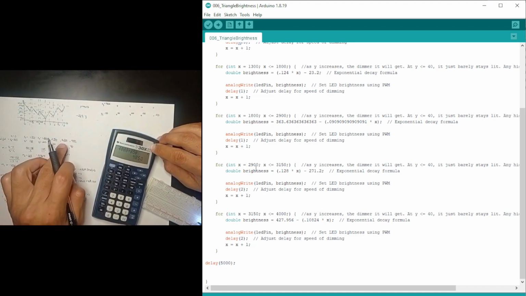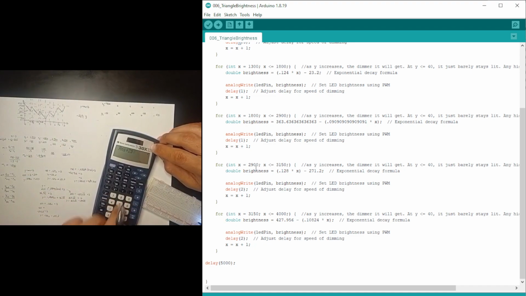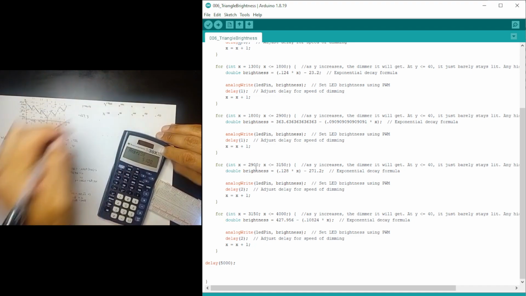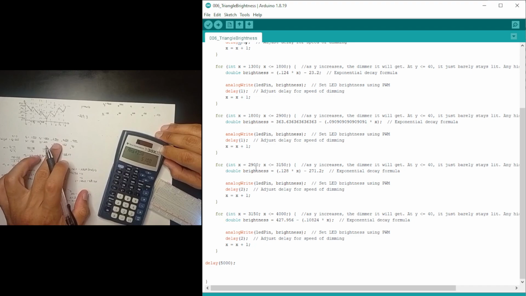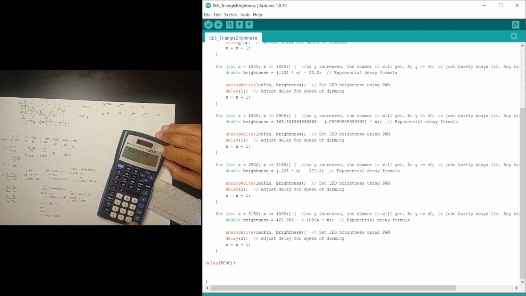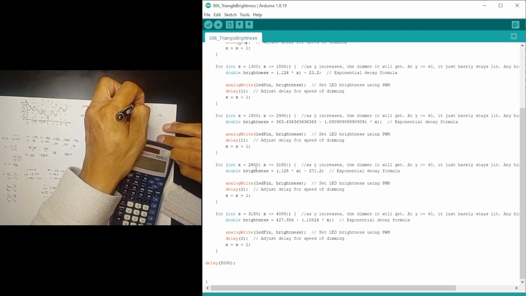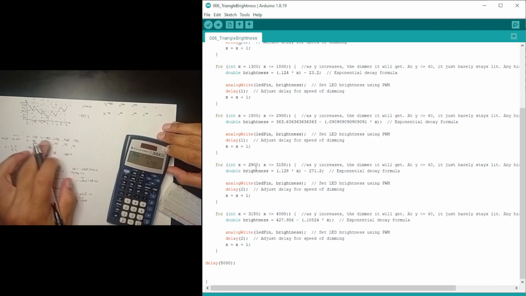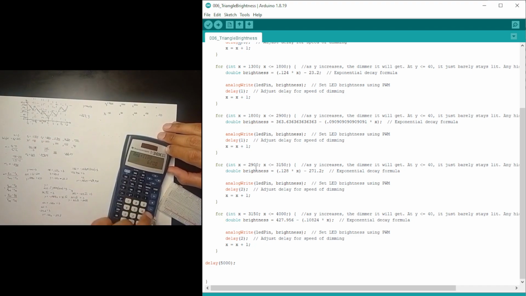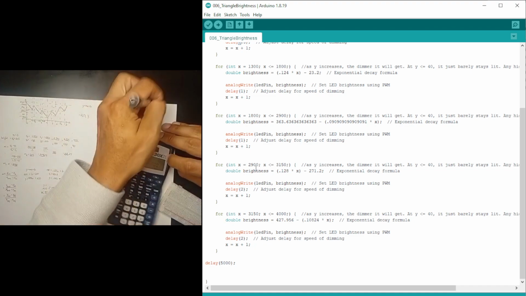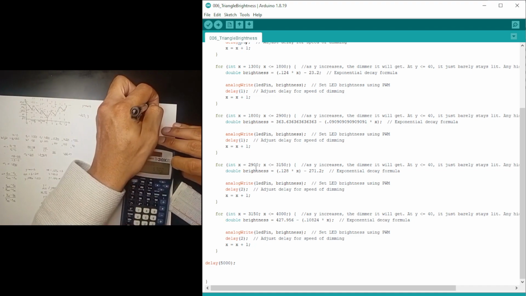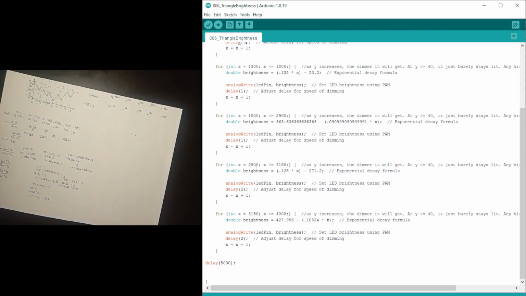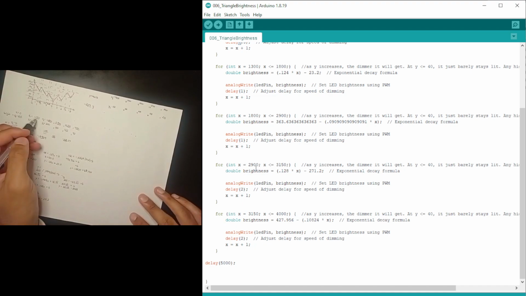4850. Distance from here to there was another 250, 5100. Distance from there to there was 1100, 62. Distance from there to there was 500, 67. And the last one goes up to 8,000. Okay. Because plus the 1300.